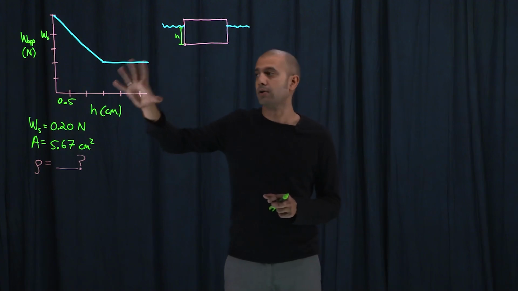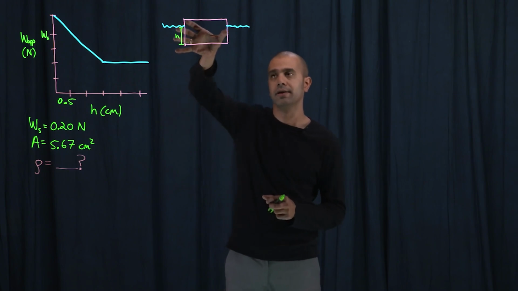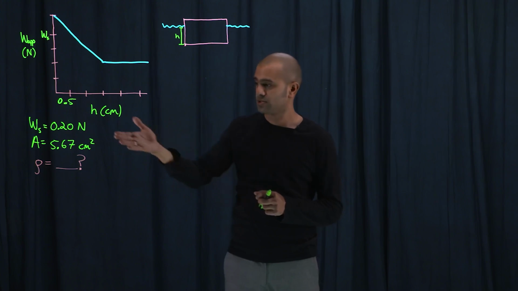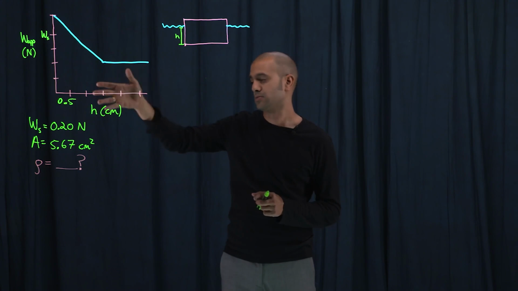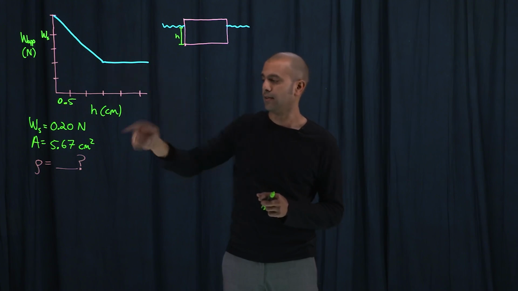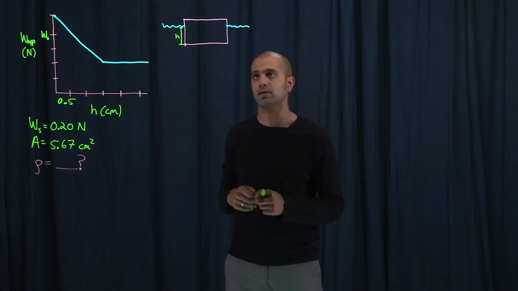In this problem, we're given a graph that shows us how the apparent weight of a box depends on how much of the box is beneath the water surface. And we know the dimensions of the box. And that's pretty much it. Based on this graph and these dimensions, we're looking for the density of the liquid in which the box is sitting.